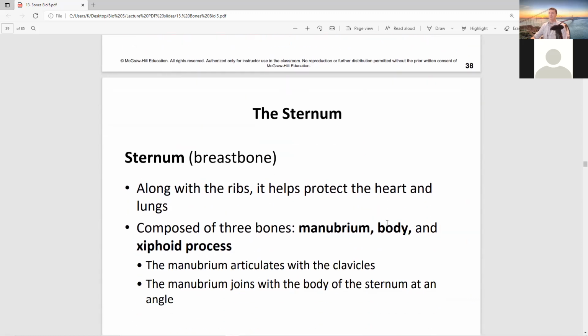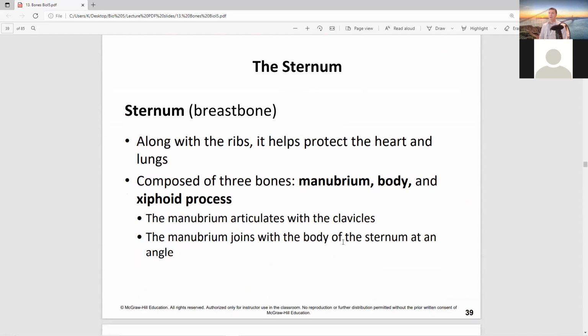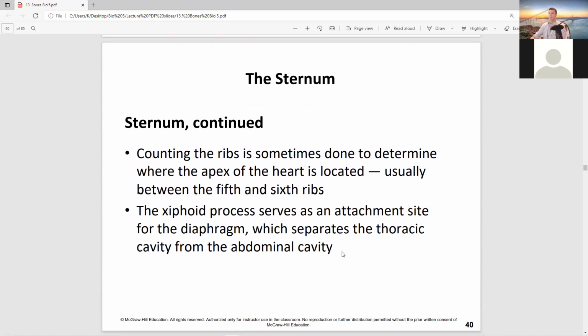So the sternum, or the breastbone, along with the ribs, helps protect the heart and lungs. It is composed of 3 bones: the manubrium, the body, and the xiphoid process. The manubrium articulates with the clavicles. The manubrium joins with the body of the sternum at an angle. Counting the ribs is sometimes done to determine where the apex of the heart is located, usually between the 5th and 6th ribs. The xiphoid process serves as an attachment site for the diaphragm, which separates the thoracic cavity from the abdominal cavity.